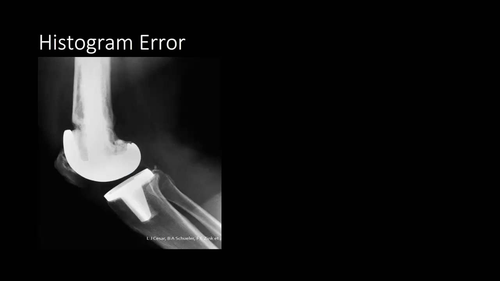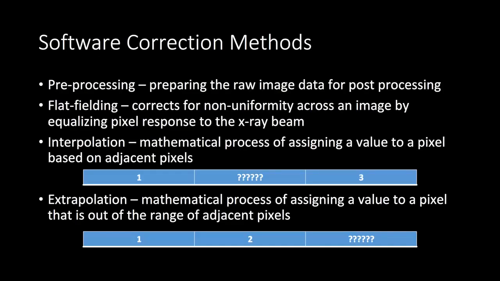Earlier I mentioned a histogram error being a software artifact. This occurs because the software cannot recognize the difference between the bone and the prosthesis in this example. That is why the image is completely white. You cannot see the separation between the two. The computer recognizes it as only one.